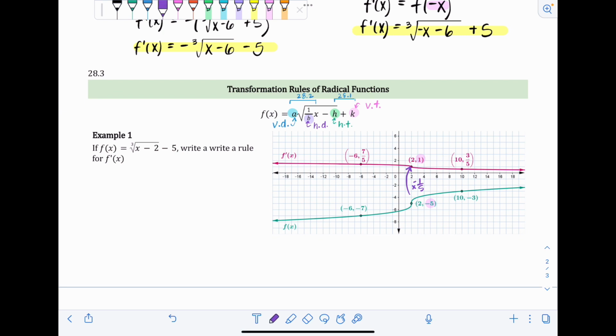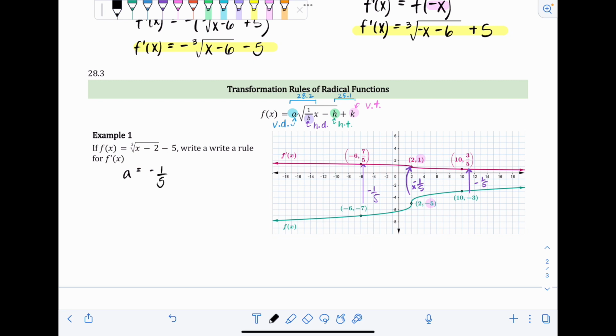If I take -7 and multiply it by -1/5, that's going to get me to a positive 7/5, because a negative times a negative turns positive. 7 times a fifth would be 7/5. And then -3 times -1/5: negative times negative would be positive, and 3 times a fifth would be 3/5. So that's our scale factor. That's our a, it is -1/5.